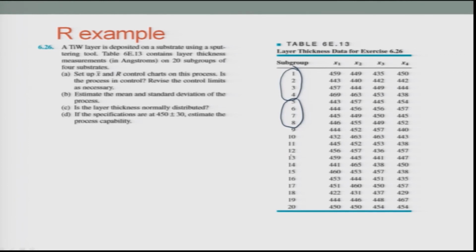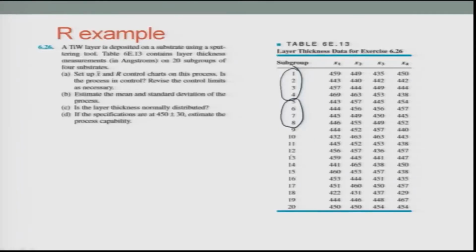You need to set up the X bar and R control charts on this process. Now, you want to answer: is this process in control? If not, what are the problems? So, obviously, you have to take some decisions accordingly. Revise the control limits and do your calculations again. Estimate the mean and the standard deviation of the process, and see whether the sample mean and sample standard deviation mimic the population parameters to the maximum possible extent. Is the layer thickness normally distributed? That is the question we need to answer.